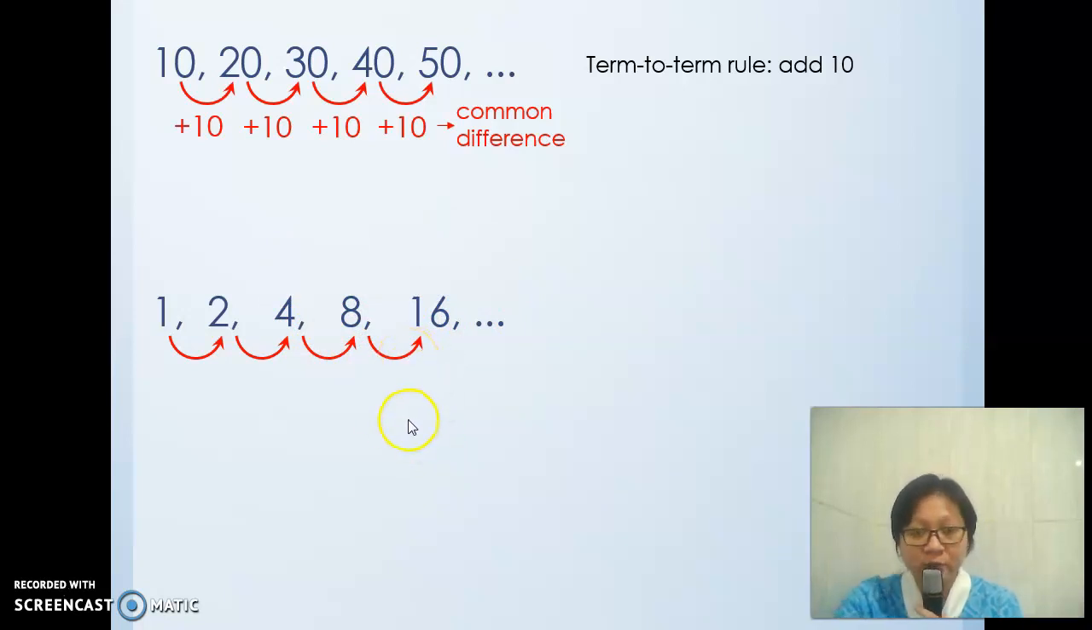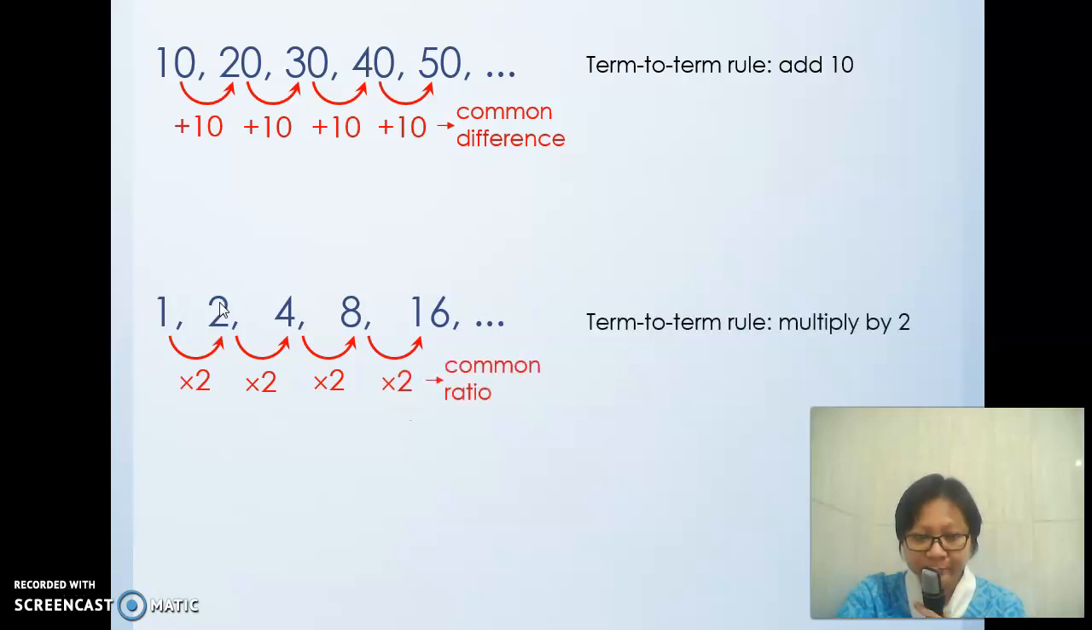So let's try multiplication. If I multiply the first term by 2, I'll get the second term. If I multiply the second term by 2, I'll get the third term, and so on. So 2 is the common ratio. So we can say that the term-to-term rule for this geometric sequence is multiply by 2.